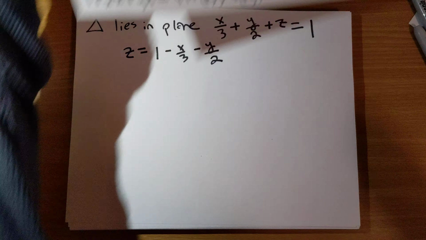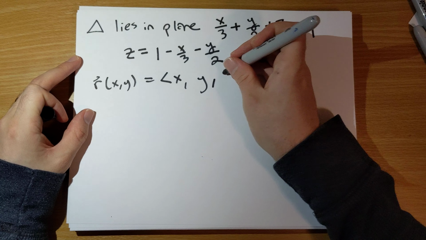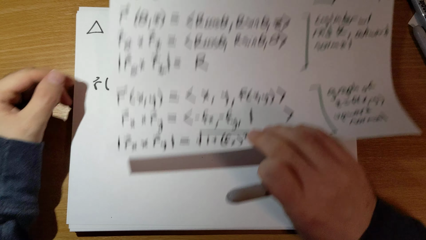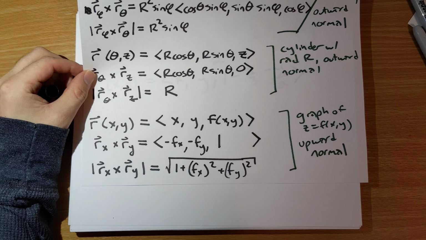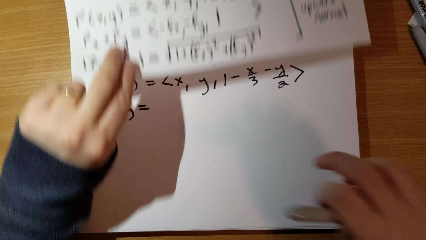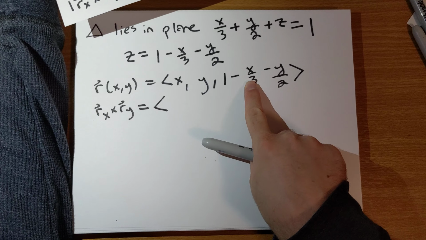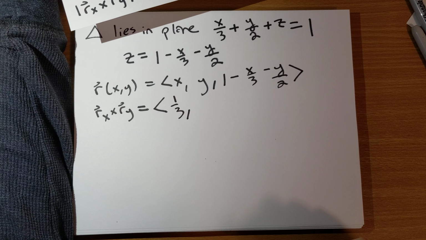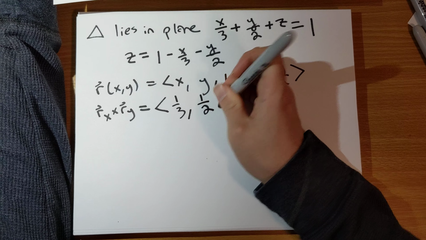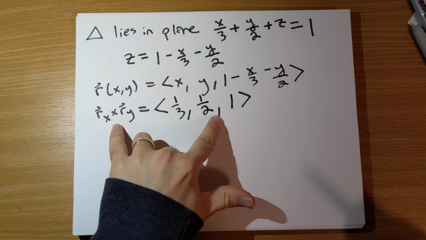Time to use this part of the chart. R of x, y is x, y, and f of x, y, which is this right here, 1 minus x over 3 minus y over 2. And we're going to need the normal vector here. And so this is going to be R sub x cross R sub y. I'm just going to write this down here. Let's see, the negative of the x partial derivative, so that will be 1/3. And then the negative of the y partial derivative, and that's going to be 1/2. And then 1 here. Okay, so this is going to be R sub x cross R sub y here.